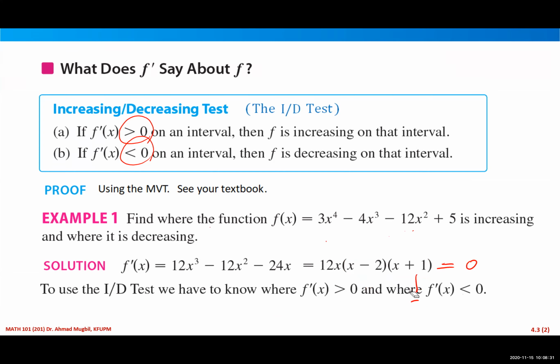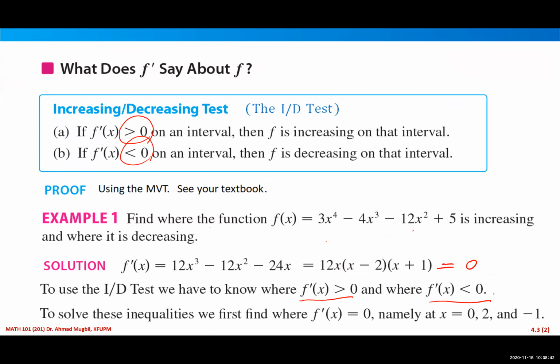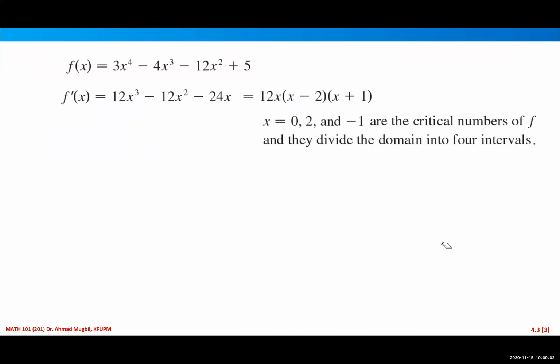Now we need to know, Shabab, where it is positive and where it is negative. To use the increasing/decreasing test, we have to know that. What do you suggest? Draw a table. By the way, these are critical numbers. Do you know that? 0, 2, and negative 1 are critical numbers because the derivative at them is equal to 0. So now we will make a table of values.